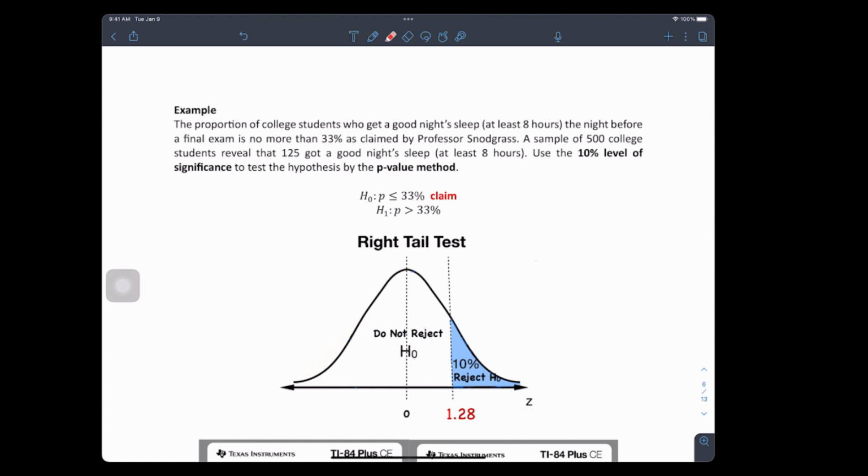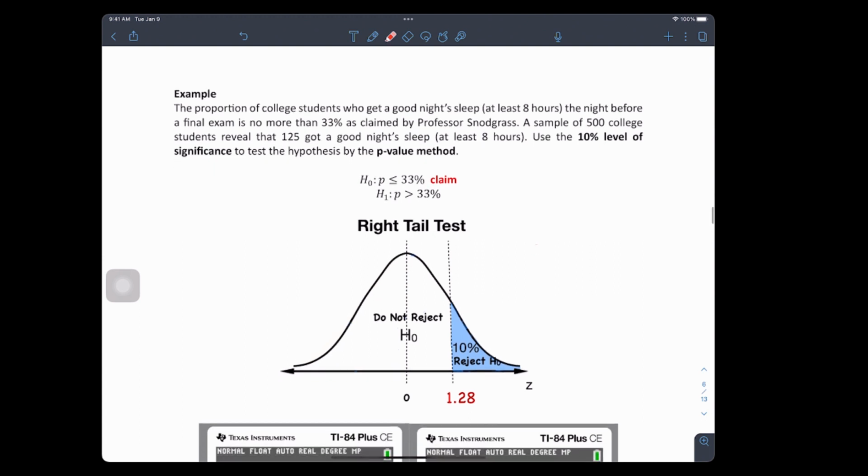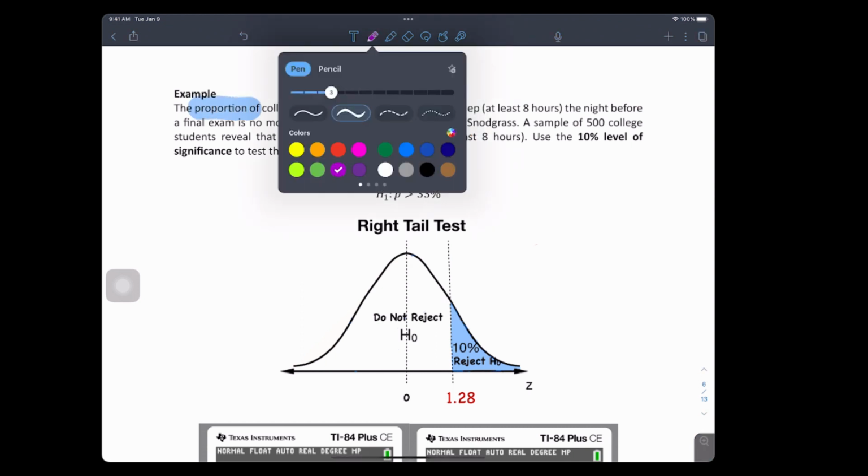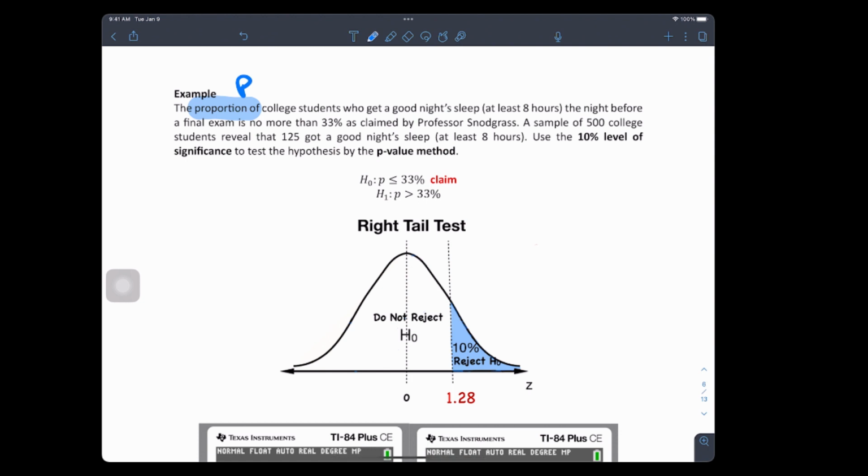Let's try this one again here. We already did this one as well. The proportion of college students who get a good night's sleep. How do we define a good night's sleep? At least 8 hours. Anybody get at least 8 hours? Oh, the night before a final? Let's do this here. The proportion P who get a good night's sleep is, what do they say? Is no more than 33%.